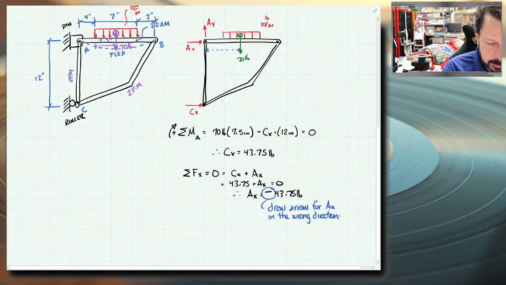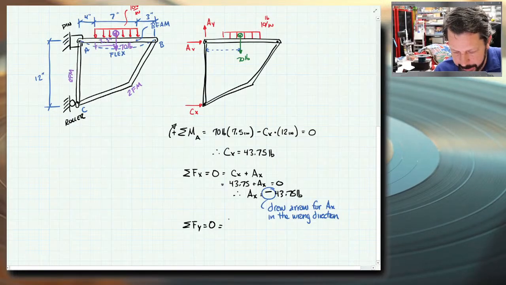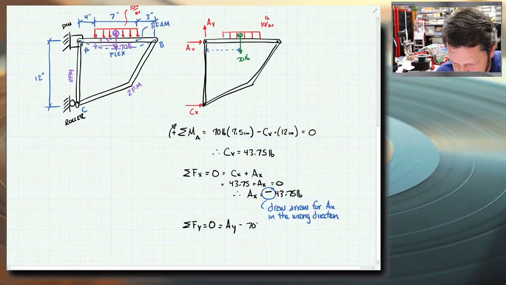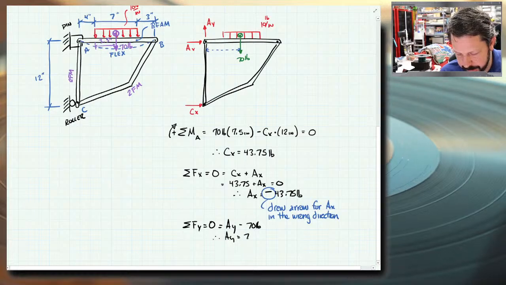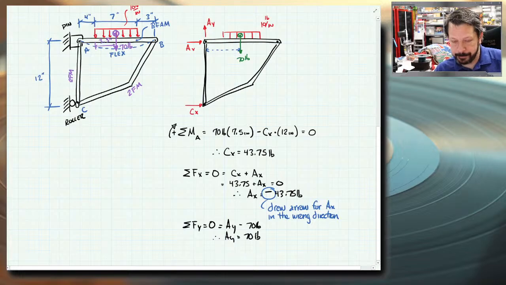We need the other one. So summation of forces in the y direction. AY minus 70 pounds from the distributed load equals 0. So that's easy enough. Therefore, AY equals 70 pounds. It comes out positive, so I drew the AY arrow the right way.